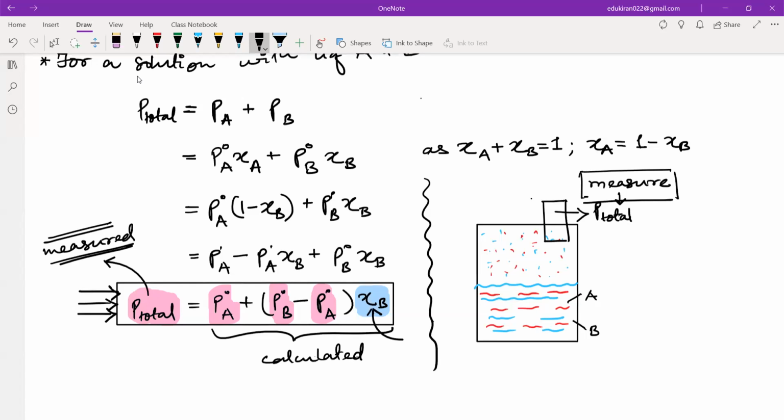Right? This portion is calculated, and this portion, P total, is measured. Okay? So don't write these things, measured and calculated. Just keep this in mind.